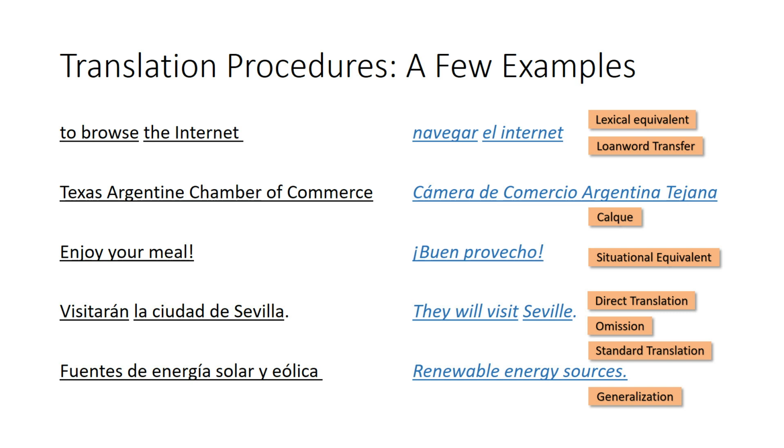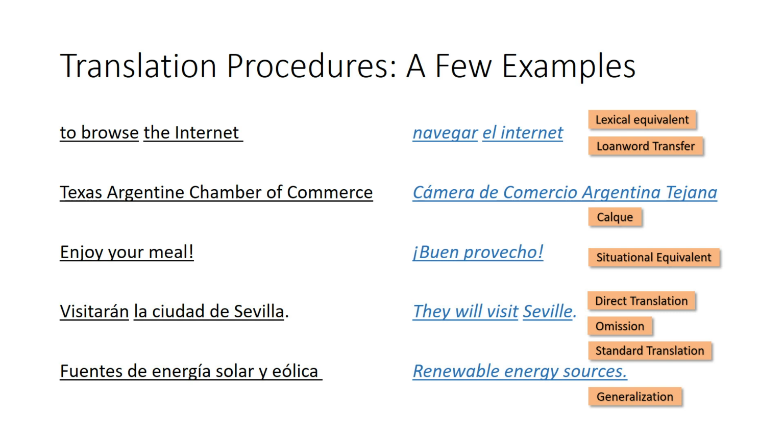I have another short sentence, visitarán la ciudad de Sevilla, that has two or three, maybe you could argue, translation units. Visitarán, which I translated as they will visit, that's a direct translation. La ciudad de Sevilla, here I left out la ciudad de in my English translation. That's an omission. And then translating Sevilla as Seville is using a standard translation or a lexical equivalent. Sometimes there might be two or more labels for the same type of procedure.